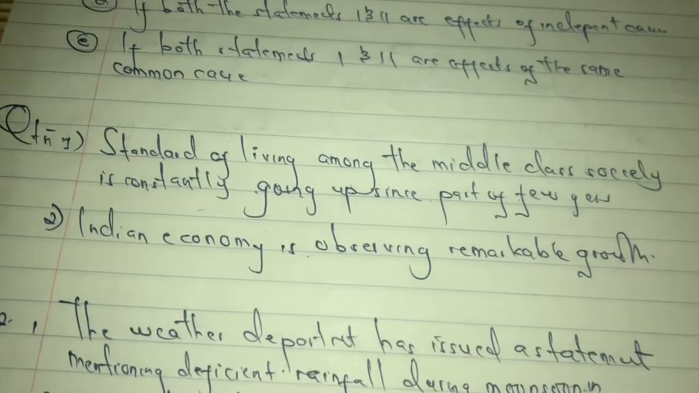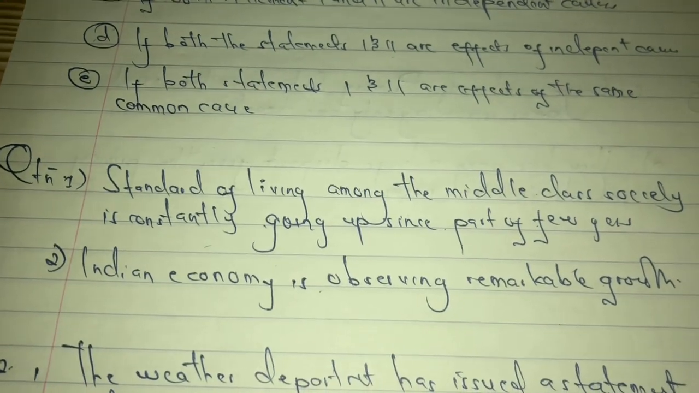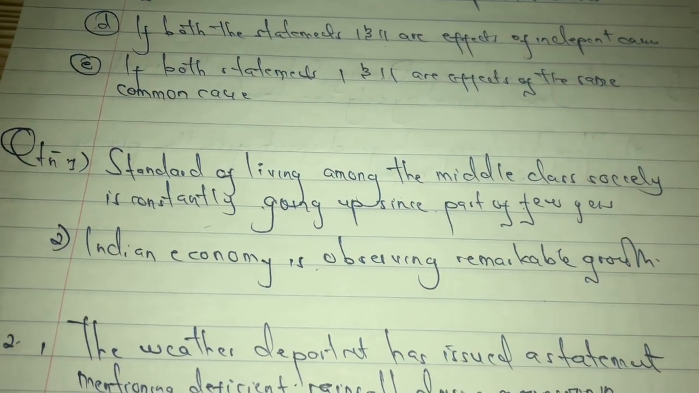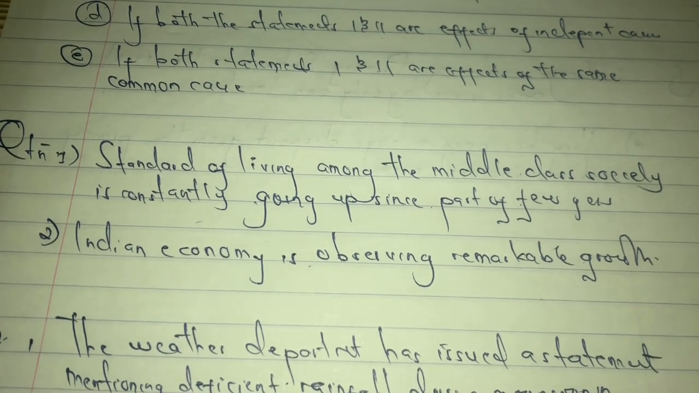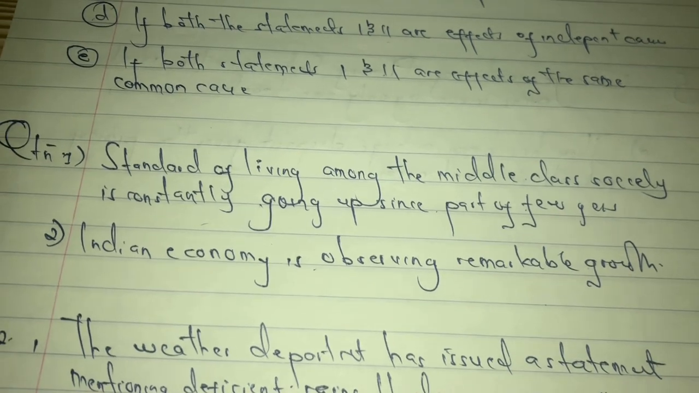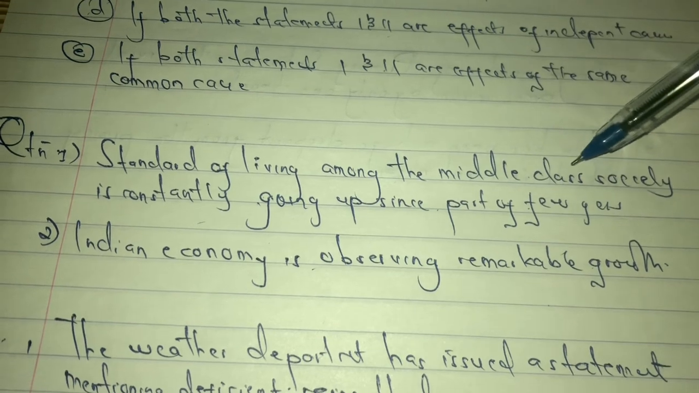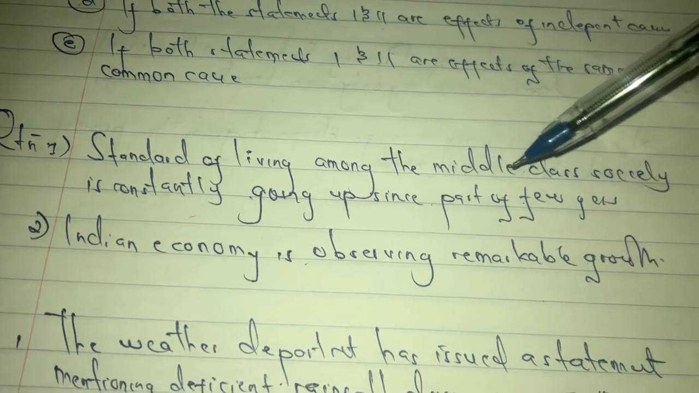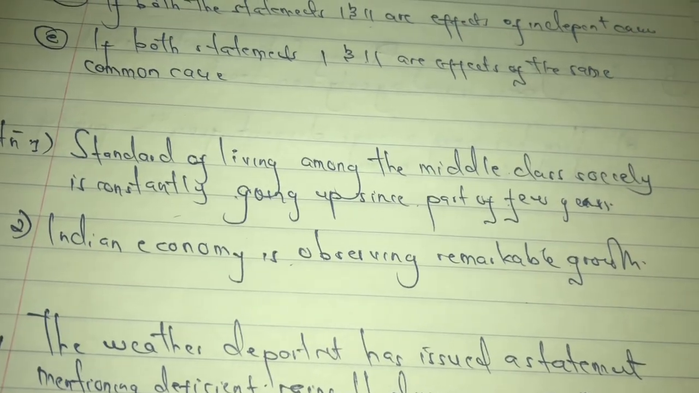So let's see here. Question 1. They're telling us the standard of living among the middle class society is constantly going up since the past few years. Then they're saying 2, the Indian economy is observing remarkable growth. So let's see the relationship. They've said here the standard of living among the middle class society is constantly going up in these few years. Are we together?